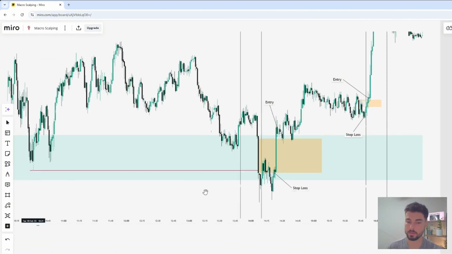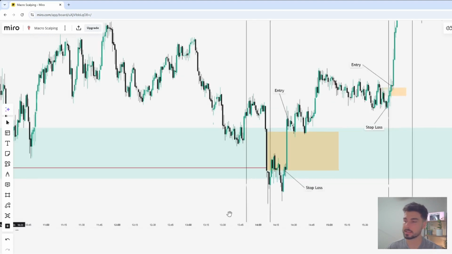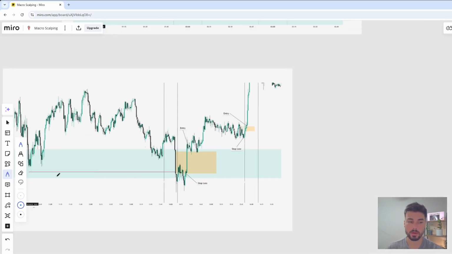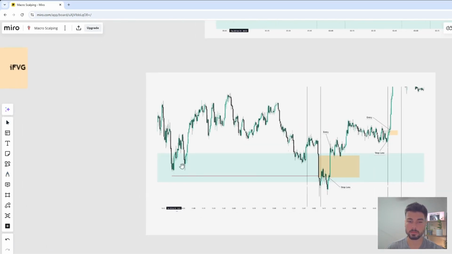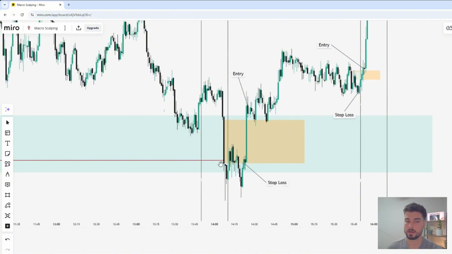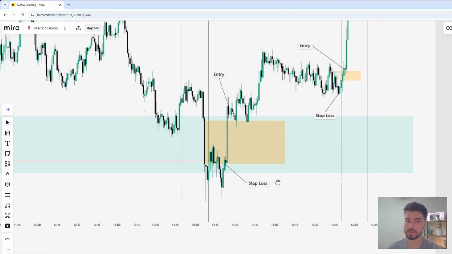And this is another example here from the PM session on the 18th of Feb. So if we have a look here, this is the important point. Notice how in this macro we come down and we sweep this sell side liquidity, right? Look at this. We sweep this sell side, just like that. This happens during the macro. The important thing happens during the macro, and we form the bearish gap that gets inverted after.